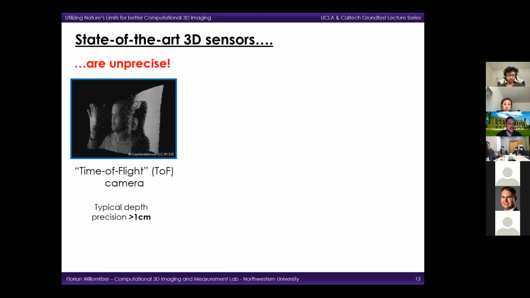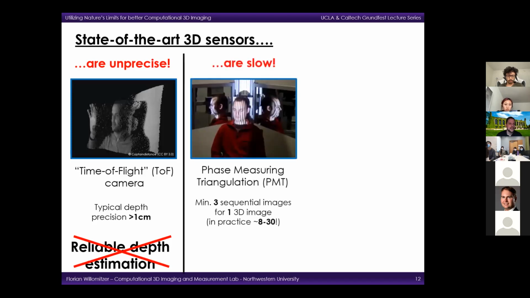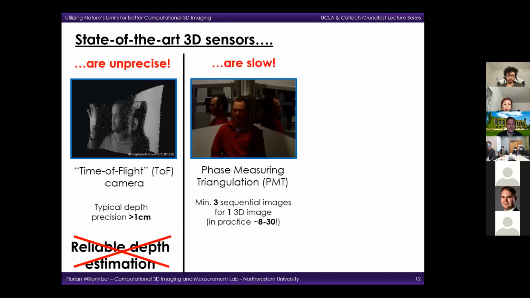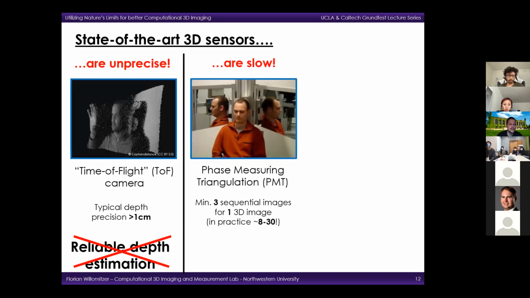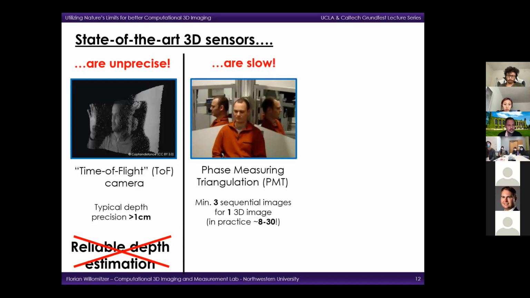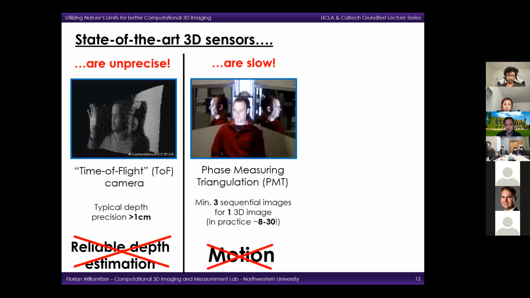So time-of-flight cameras have a typical depth precision in the centimeter range. And this is much too imprecise for many applications that we want to do. And for the triangulation methods, which are also sometimes called structured light methods, which I will focus on for this part now, we have here methods that rely on a temporal sequence of exposures, where the object has to remain perfectly still during the whole acquisition sequence. So those methods are not motion robust.